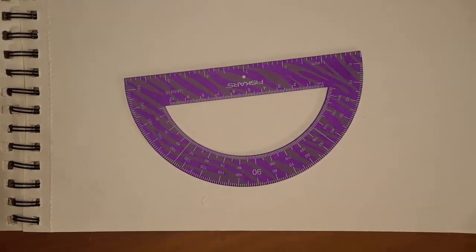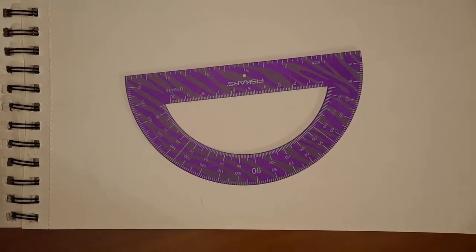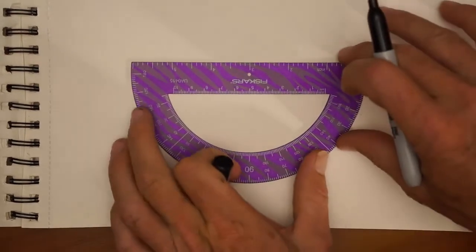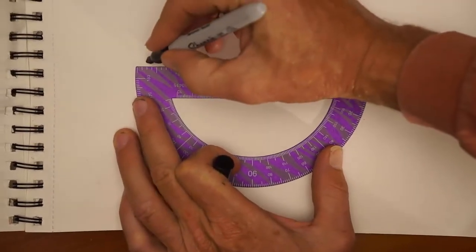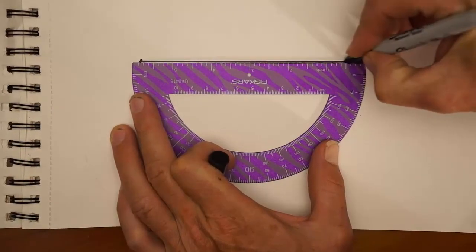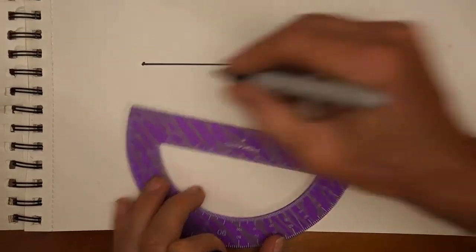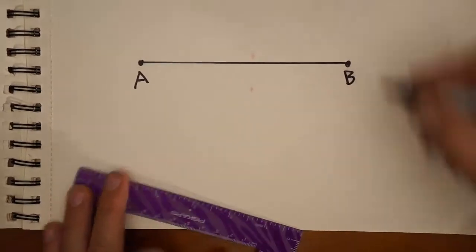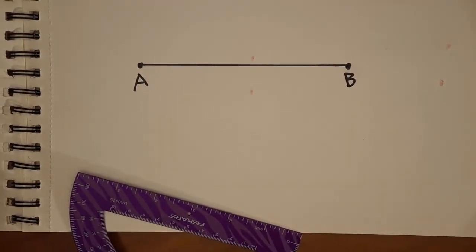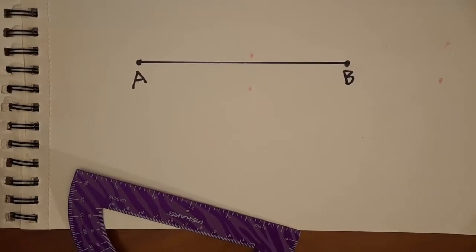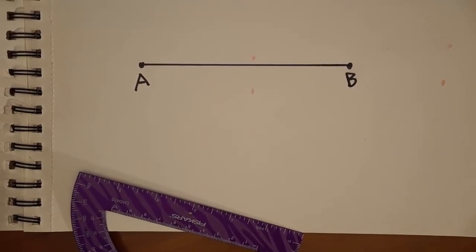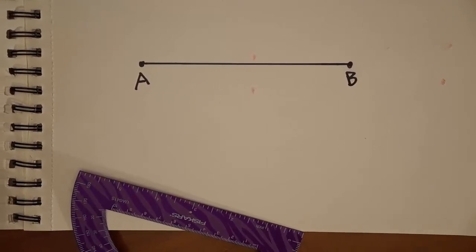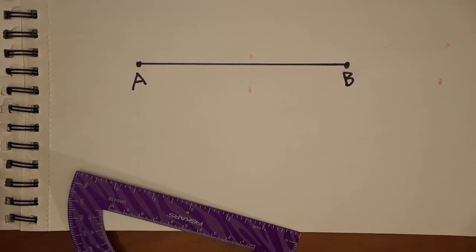All right, the next construction that I want to do is a perpendicular bisector. If we have a line segment, I'll call that line segment AB, and we want to construct a perpendicular bisector, which means it cuts the line segment AB into two equal smaller parts, congruent smaller parts, sorry, and it also is perpendicular to that line segment.